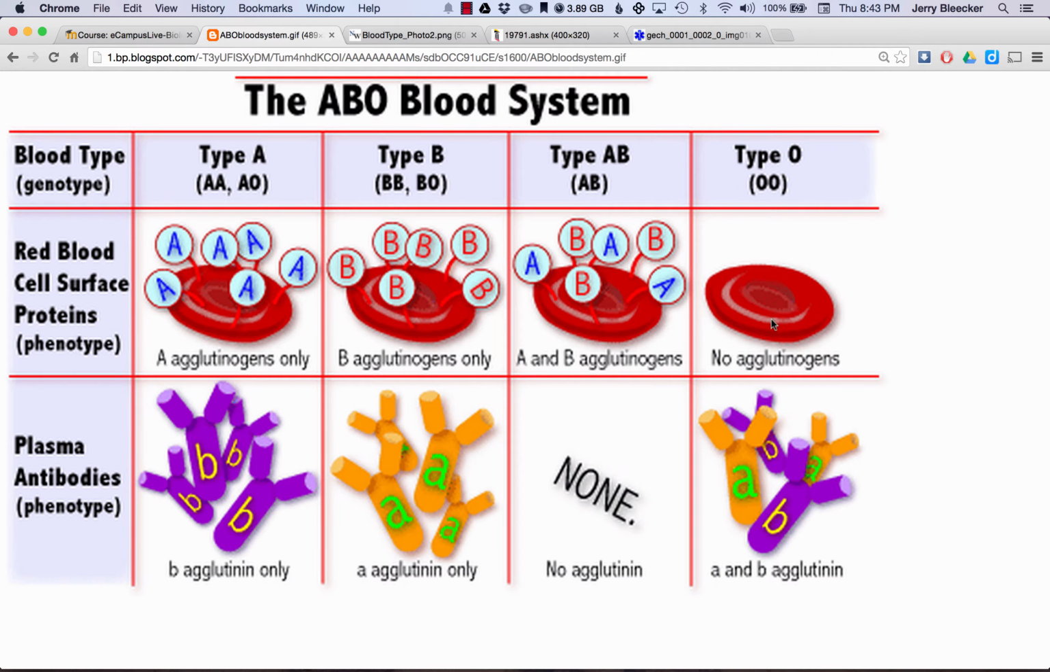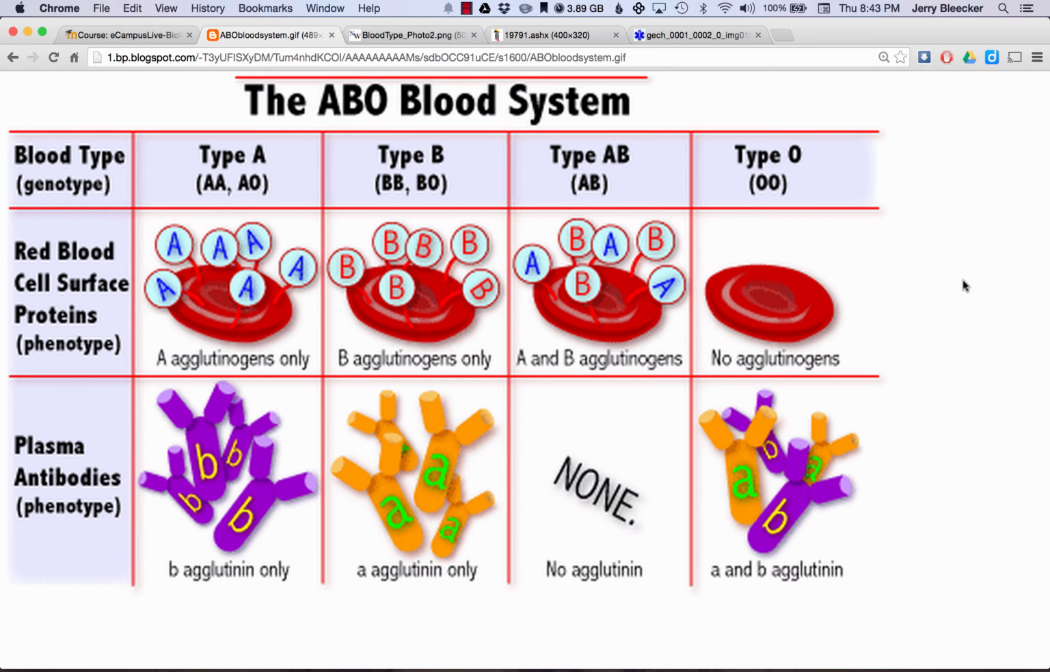Type O blood doesn't have anything on the surface. There's no A markers, there's no B markers. So you cannot put type A blood or type B blood into somebody who's type O. Again, that's just off limits. The body will reject it. It'll look at the surface and say, I don't know you, and I reject you, and the white blood cells will attack it and form a clot.